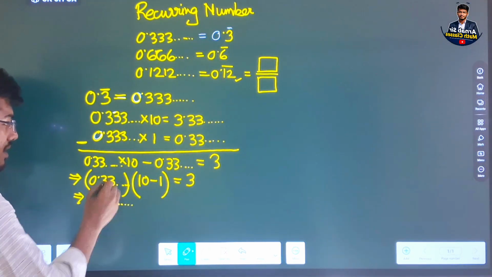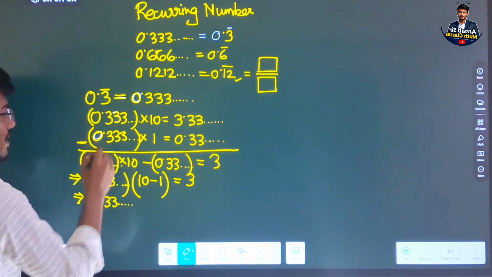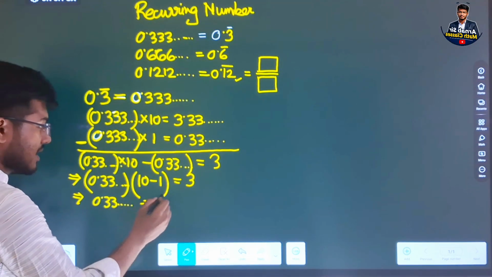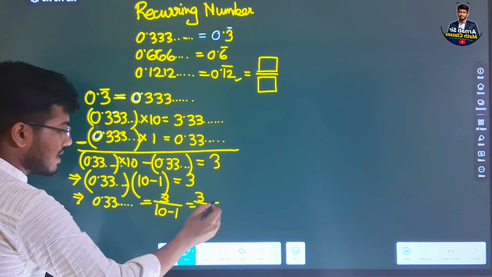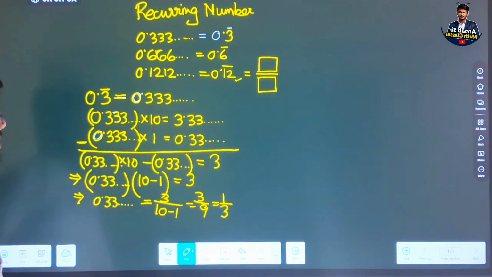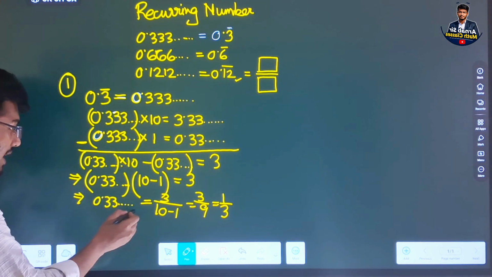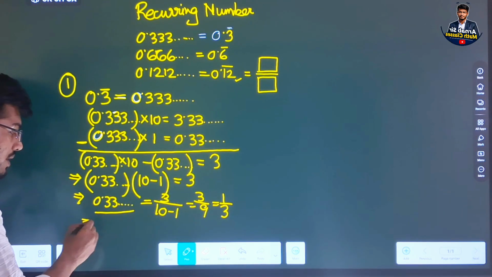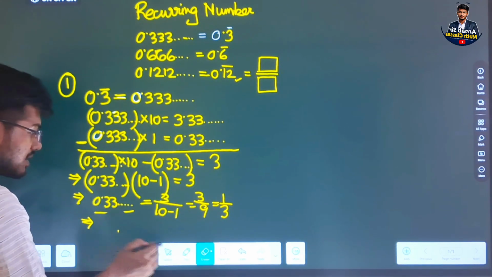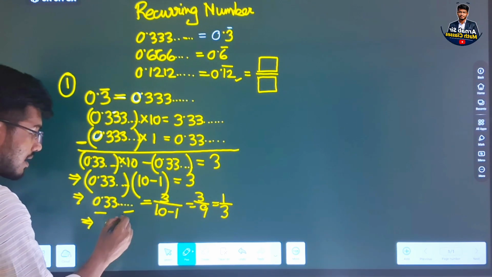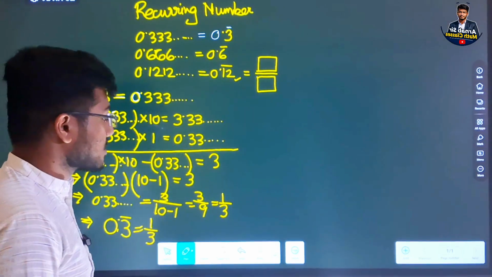So what is the value of this number? At first give the bracket sign. It is 3 by 10 minus 1, that means 3 by 9, that means 1 by 3. Everyone, do you understand? So 0.3 bar is equal to 1 by 3. Clear? We take the second example.